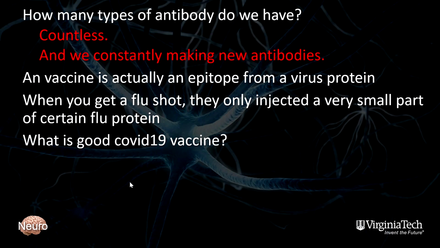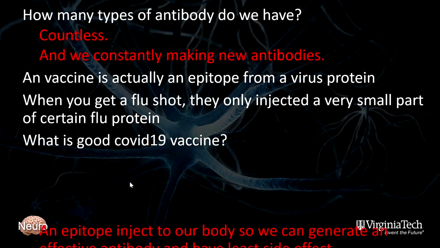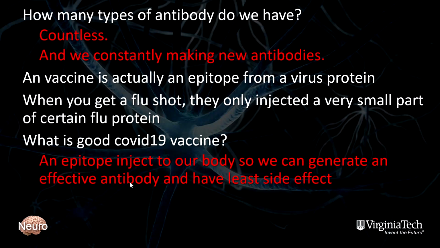Okay, here is a question. What is a good COVID-19 vaccine? It is a piece of epitope that we inject into our body so we can generate an effective antibody and have the least side effects. What do I mean by effective antibody? Because certain epitopes, if we inject them into our body, we're going to have some immune response, we're going to have some antibody, but this antibody will only bind to the epitope without taking further actions, which means they don't kill the virus. They just bind the epitope, and it's not very effective.